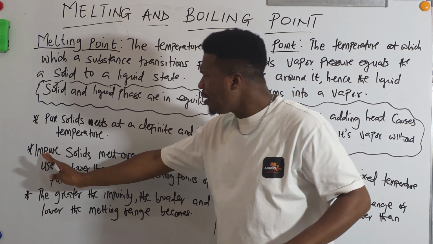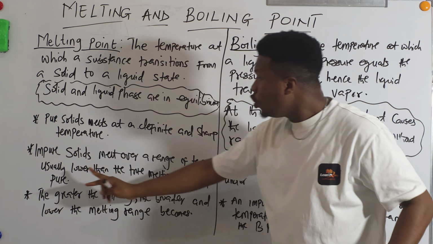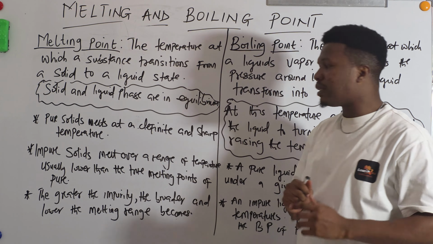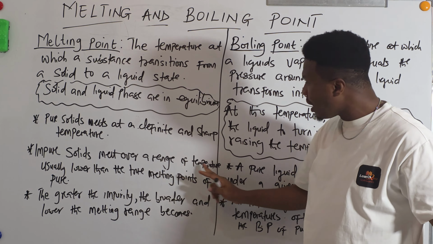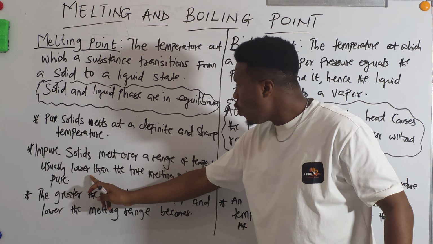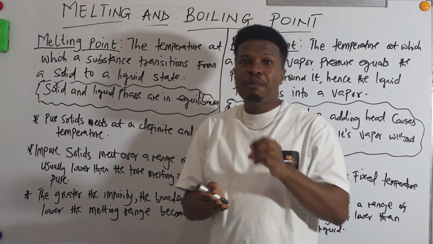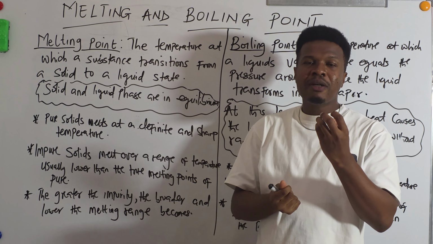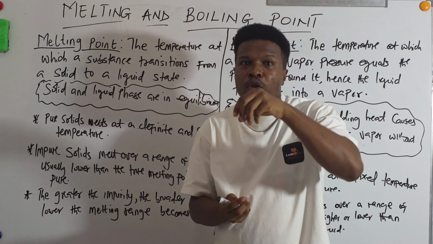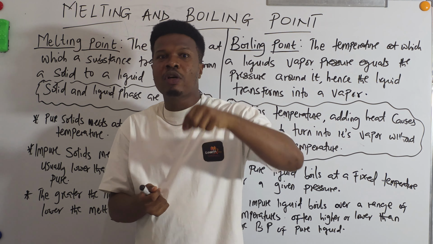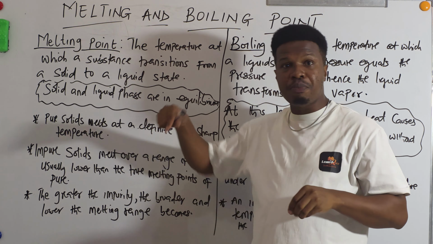Now look at this point here. Impure solids melt over a range of temperature, usually lower than the true melting point. I repeat again. Impure solids melt over a range of temperature, usually lower than the true melting point. This makes sense, right? So the presence of an impurity causes the melting point to be lowered, lower than the actual melting point of that substance. So if you introduce an impurity to a substance, it is going to lower the melting point as a result of the introduction of the impurity.